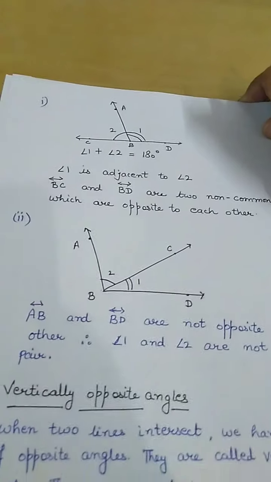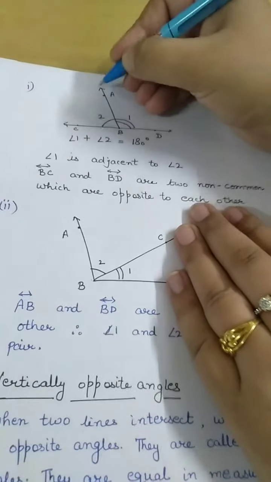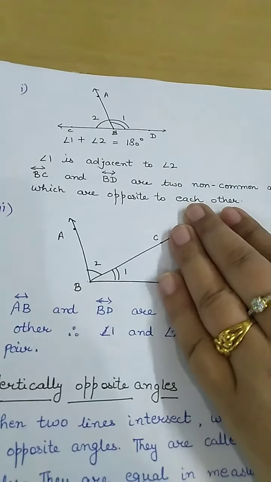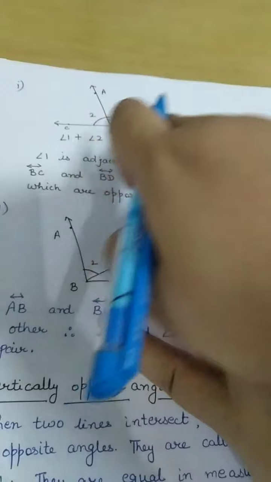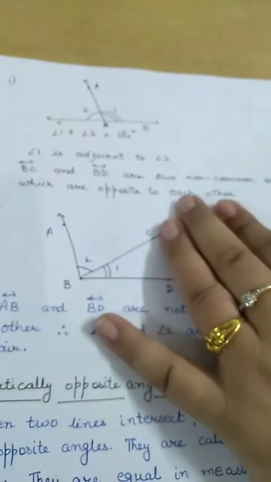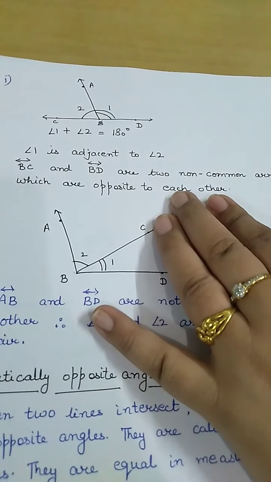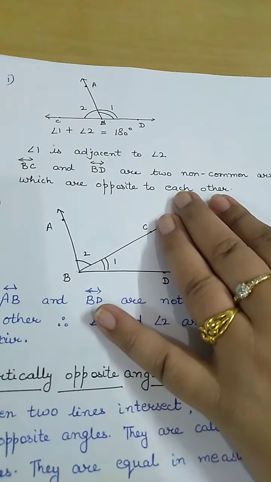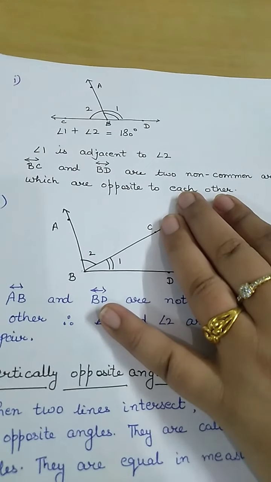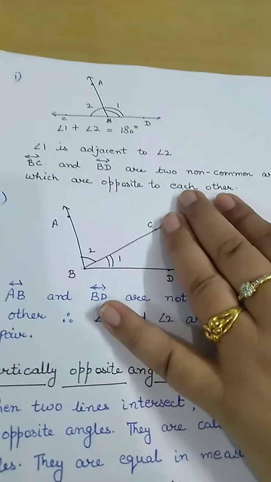See this figure carefully. Angle 1 and angle 2 are adjacent, of course, because they have one common arm in between, that is AB, and one common vertex, that is B. But these non-common arms are opposite to each other. In adjacent angles, this property is not true in every case. But in the linear pair, this property is mandatory, that they should be opposite to each other.